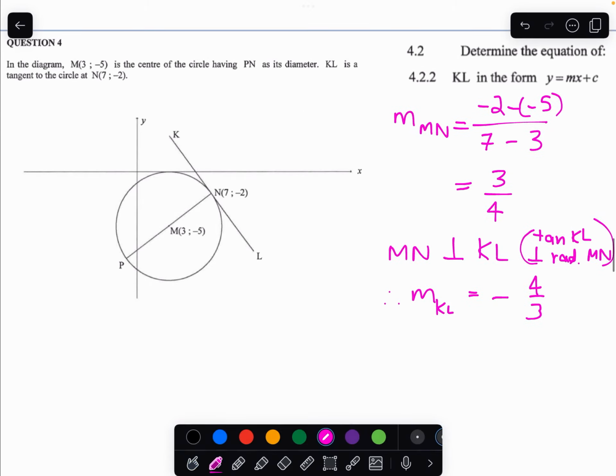Okay, so then we know that the equation of KL looks something like this. y is equal to negative 4 over 3 x plus some y-intercept. So to find that y-intercept, we're going to sub in the point N that lies on the line. So then we get that.